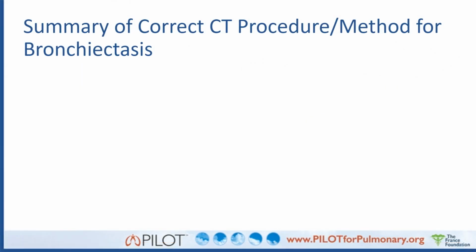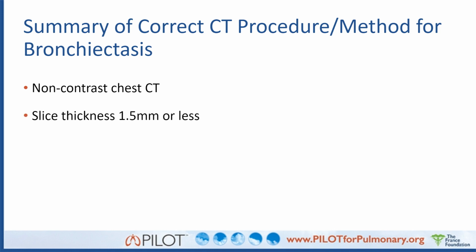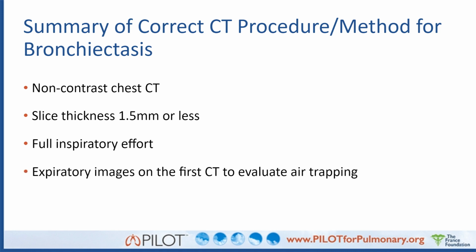When performing a CT scan of the chest for the identification of bronchiectasis, it's important to not use contrast. Whenever a patient receives contrast, they feel warm all over, and that makes them feel anxious and more tachypneic. And breathing quickly is the worst enemy of a chest CT scan. We want to use thin slices, less than 1.5 millimeters in thickness. We want to do it at full inspiratory effort. And then on the first CT scan, we can do expiratory images to see if there's air trapping.